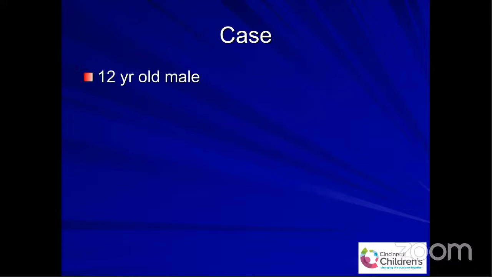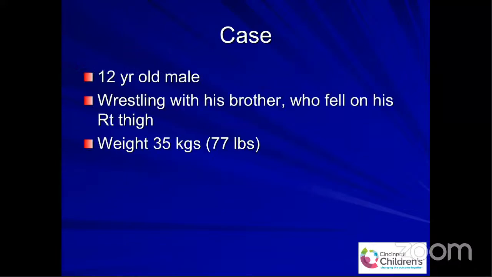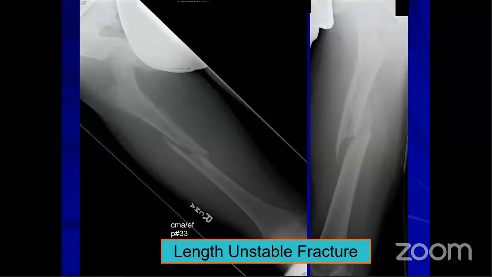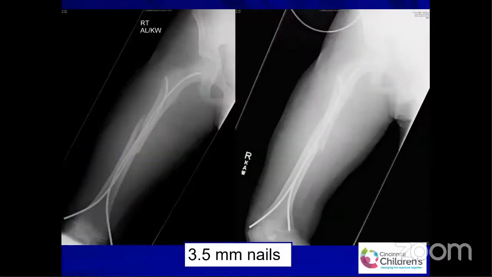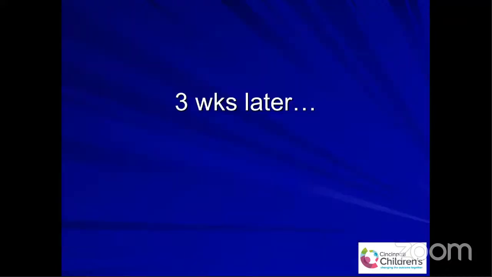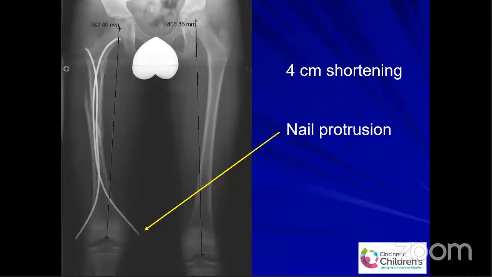One is the fracture selection. Here is a 12-year-old male, weighs 35 pounds. So weight-wise, he's okay, a little bit older, but you can see it's a length unstable fracture. There is comminution. I showed you a couple of examples, but here we went ahead and did the elastic nailing. It looked okay, but the same problem that we were mentioning: when the patient came back 3 weeks later, there was shortening of 4 centimeters with nail protrusion.